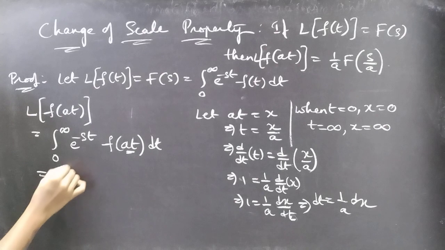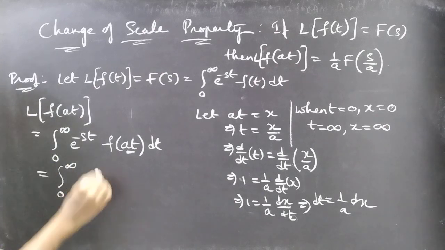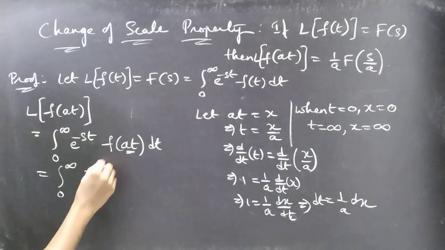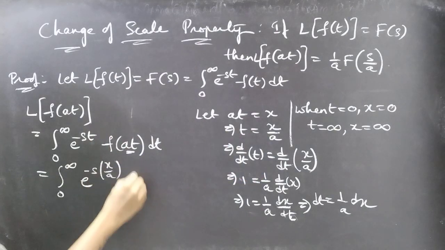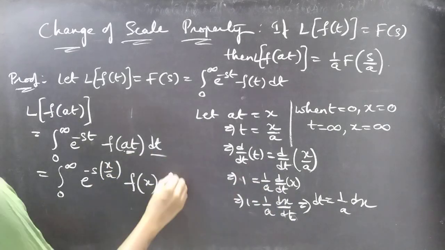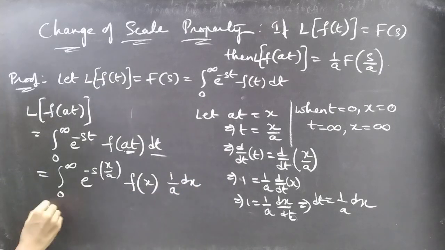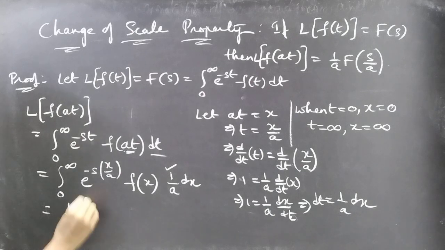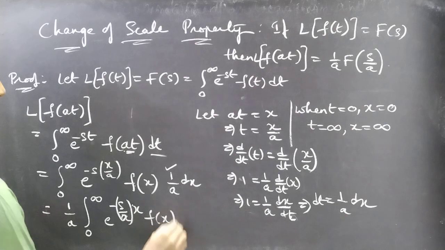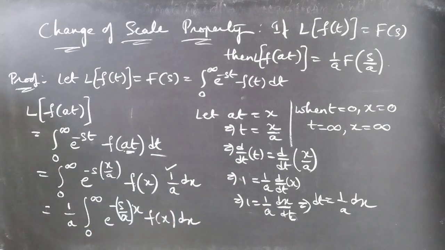Now this becomes the integral from 0 to infinity of e power minus s into, we can replace t by x by a, f of at can be replaced by f of x, and dt can be replaced by 1 by a into dx. Here 1 by a is constant, so let's write it outside the integral. You'll get 1 by a integral from 0 to infinity of e power minus s by a into x, f of x dx.